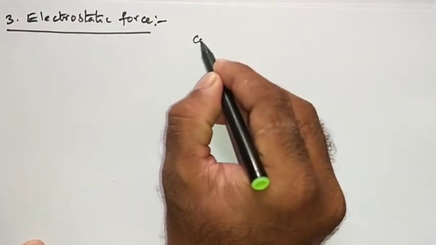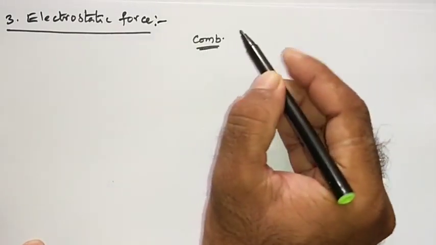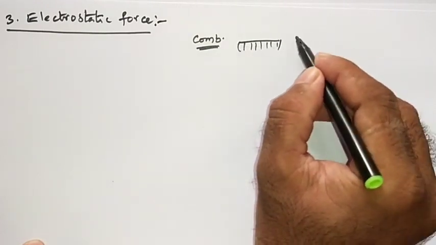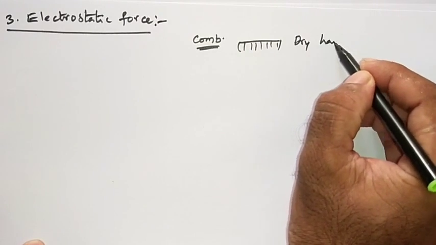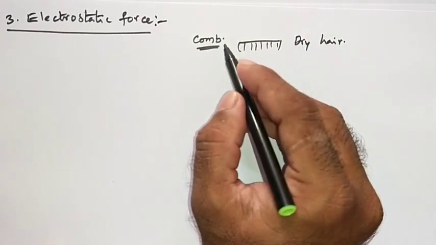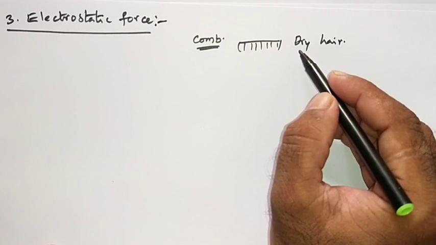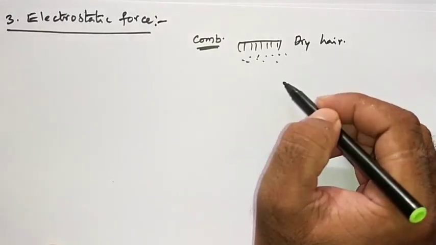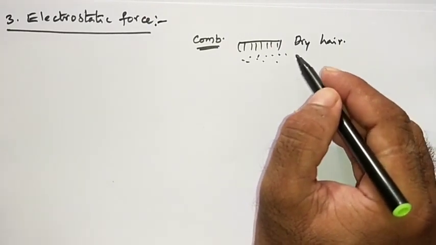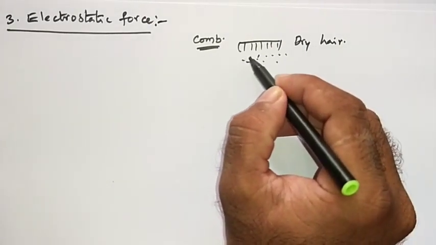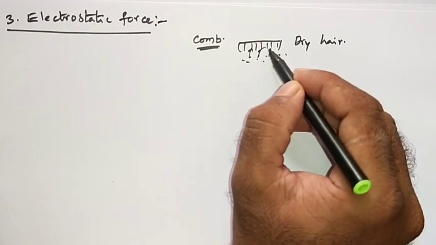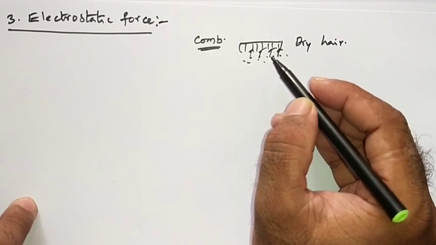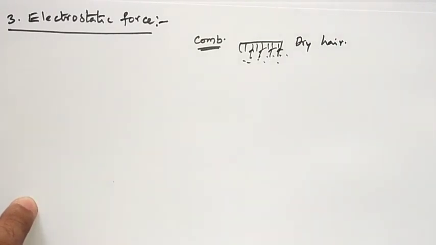Or else you can do a small experiment to know the electrostatic force. You take a comb and you comb your dry hair. Now bring the comb, after combing your hair, near the small tiny pieces of paper. Then you will observe that the tiny pieces will stick to the comb. This is one experiment.